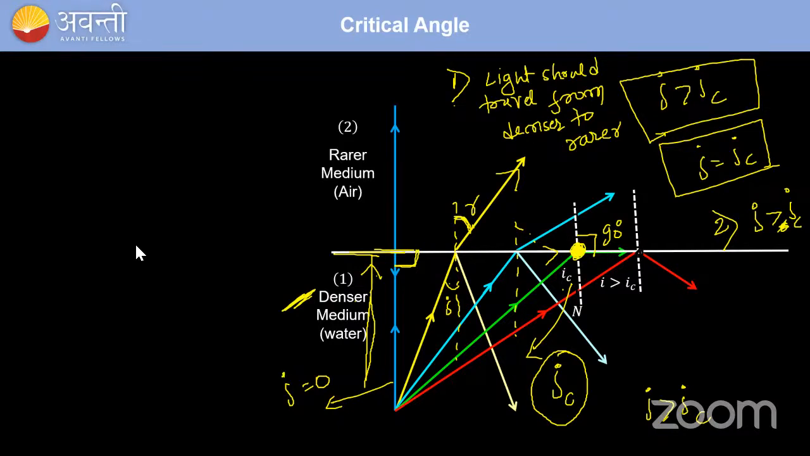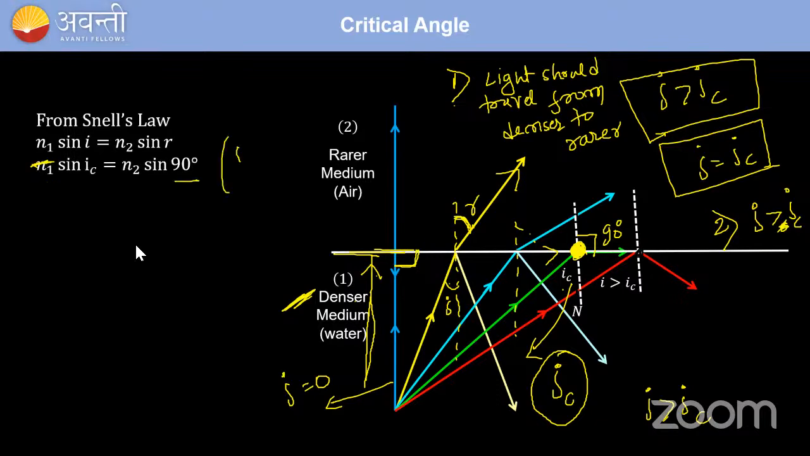Here, from Snell's law, what we will write is n1 sin I. At this point we are calculating, the angle of incidence is IC, and it is in which media? In the denser media, so its refractive index we are writing as n1. So n1 sin I equal to n2 sin R. For calculating the critical angle, we will put I equal to IC, and then R will become equal to 90 degrees.